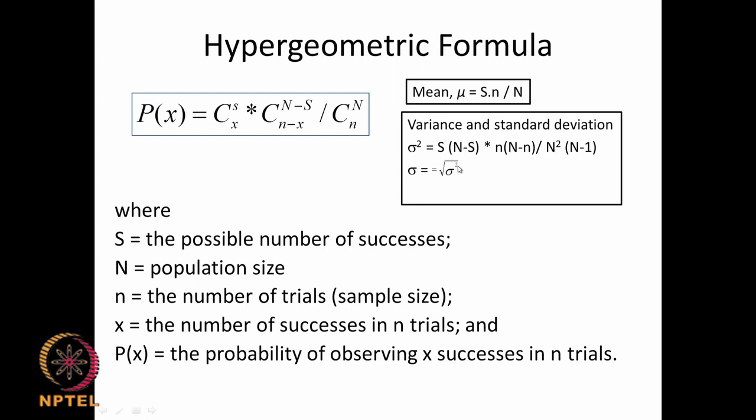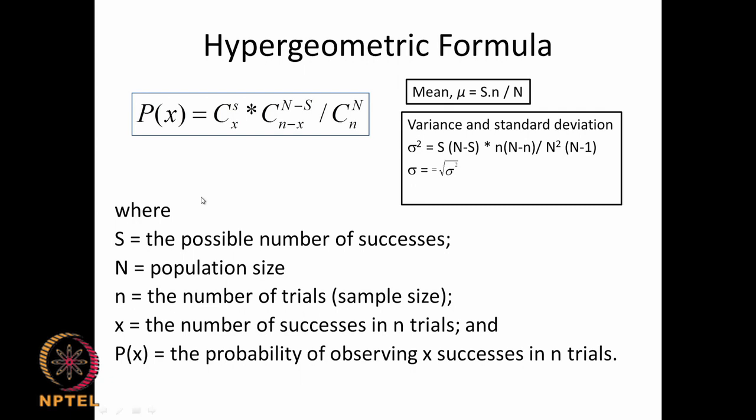Variance and standard deviation are given like this. The variance is capital S multiplied by small n multiplied by (N minus S) multiplied by (N minus n), divided by N squared times (N minus 1). This is how the variance is given. So, this is the mean, this is the variance. The hypergeometric distribution is based on the concept that the sample size is not very small compared to the population size, or the population size is finite, not infinite unlike the other types of distribution.